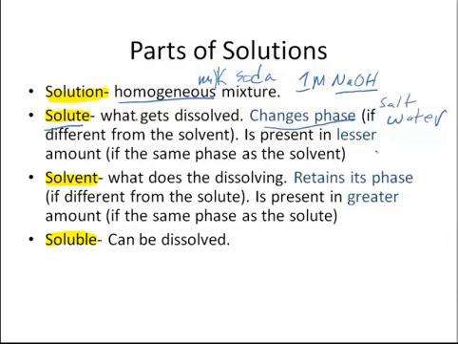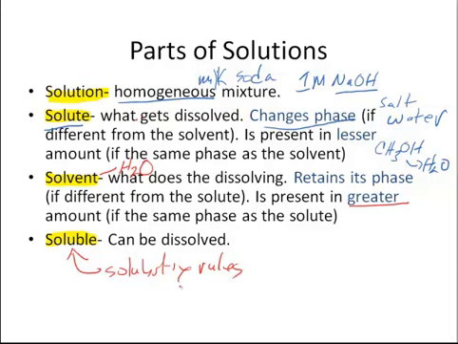The other part is, let's say I'm going to dissolve some methanol, CH3OH, into some water. In the case of the methanol, that would be considered the solute. The thing that gets dissolved is the solute. The thing that does the dissolving is the solvent, and for all practical purposes for us, the solvent is going to be water. We're going to use water all the time. Basically, it's the thing that is present in greater amounts. Now, soluble, you know that word from solubility rules. If something is soluble, it can be dissolved.